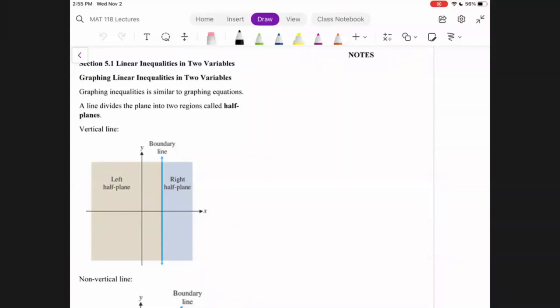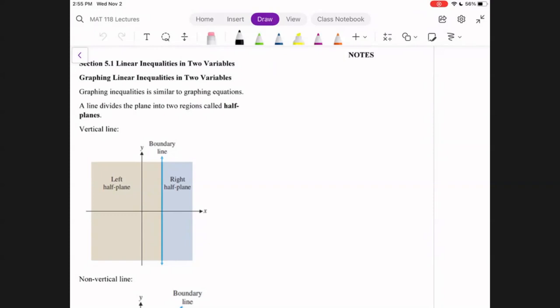Hey everyone, this will be a video on 5.1. So the majority of this section will be about graphing linear inequalities in two variables. I would highly suggest using Desmos for this, and we will practice with that in the video.